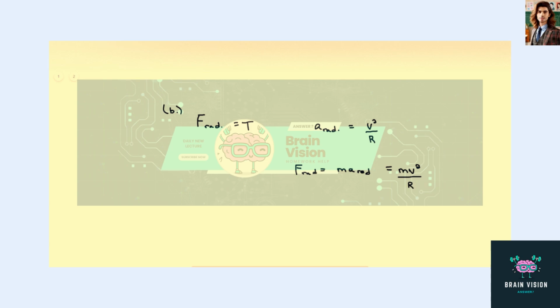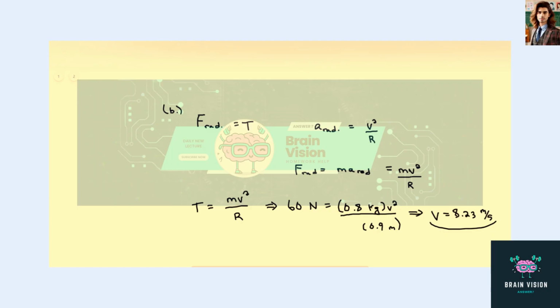And so we can take this expression here and plug it in for the left side here. When we do that, we get that the tension is equal to mv squared over r. Now we can plug in our max tension to figure out what our max velocity is. We also have to plug in our mass and our radius, which are givens in the problem. When we do that, we get 60 newtons is equal to 0.8 kilograms times v squared over 0.9 meters. Now we can solve this for v. And when we do that, we get v is 8.23 meters per second. And that's the final answer.